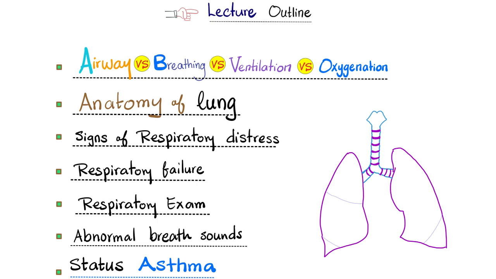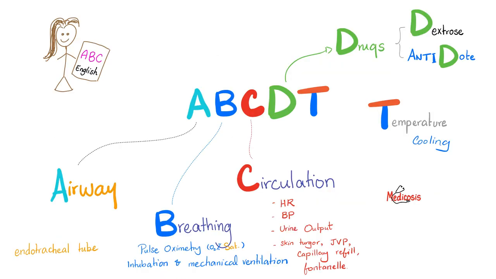What are we going to talk about today? Airway versus breathing versus ventilation versus oxygenation, because these words are not synonymous. We'll talk briefly about the anatomy of the lung. We'll talk about signs of respiratory distress, respiratory failure, respiratory examination, abnormal breath sounds, and the emergency situation of status asthmaticus. In emergency medicine, you remember ABC, airway, breathing, circulation. For the pros, add D and T. D, drugs, including what antidote I should give if an antidote is available, and the T is temperature.